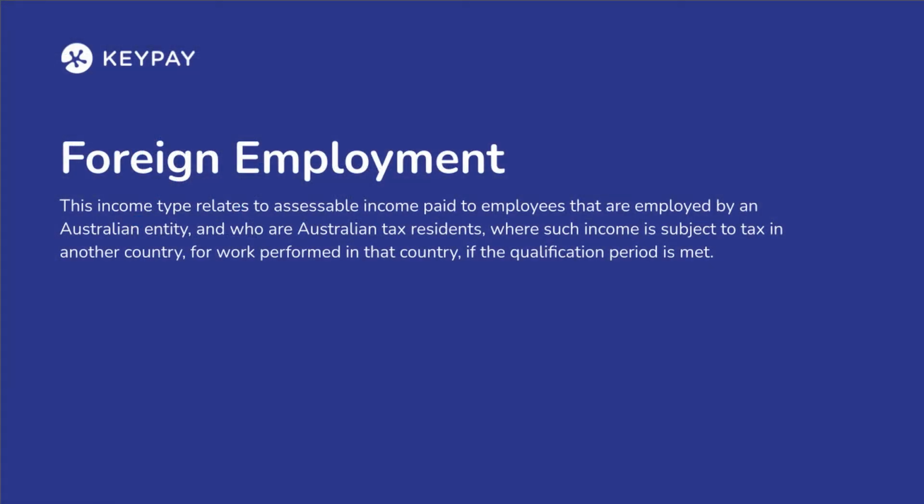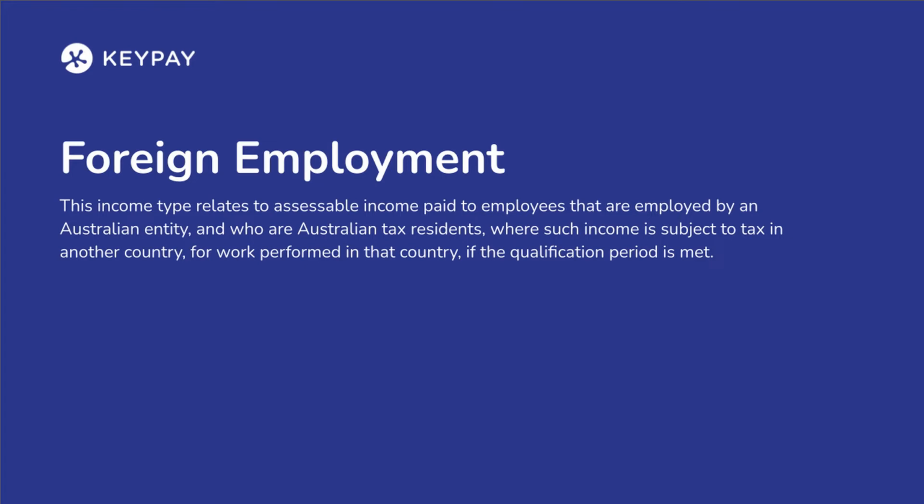Foreign employment. This income type relates to assessable income paid to employees that are employed by an Australian entity and who are Australian tax residents, where such income is subject to tax in another country for work performed in that country if the qualification period is met. The employer must pay or be liable to pay the foreign government for the tax to qualify as foreign employment income. On finalisation, the income type must include an amount for foreign tax paid.